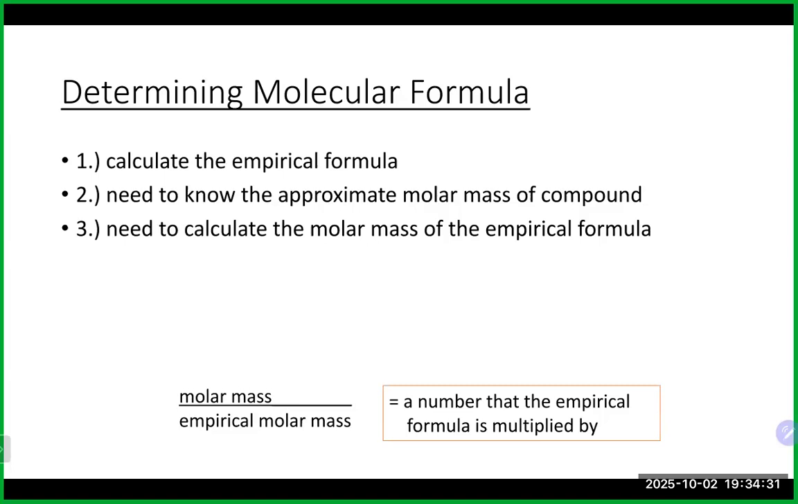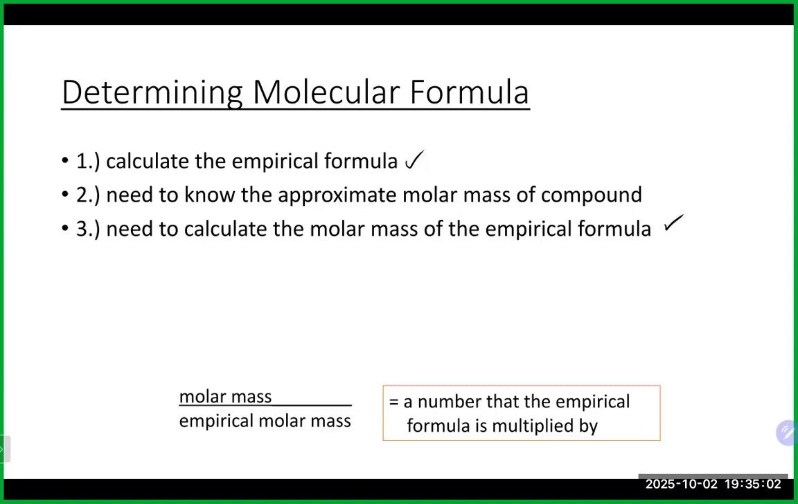And there's really kind of 3 things that you need to determine a molecular formula. The first thing you need is the actual empirical formula. So that could either be just given to you in the problem, or you have to do like we've been doing, sort of calculate the empirical formula yourself. Once you have the empirical formula, you will also need the molar mass of the empirical formula. And the last thing that you will need is the approximate molar mass of the compound.